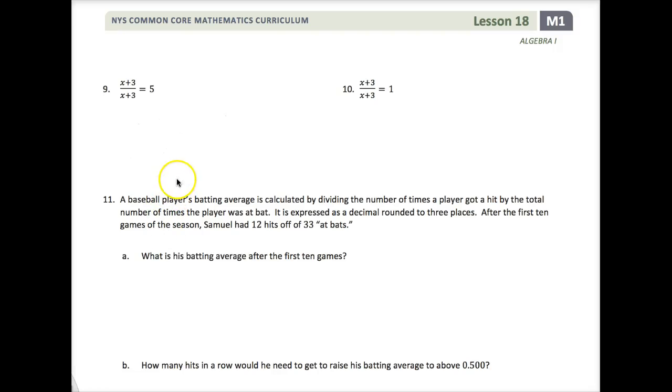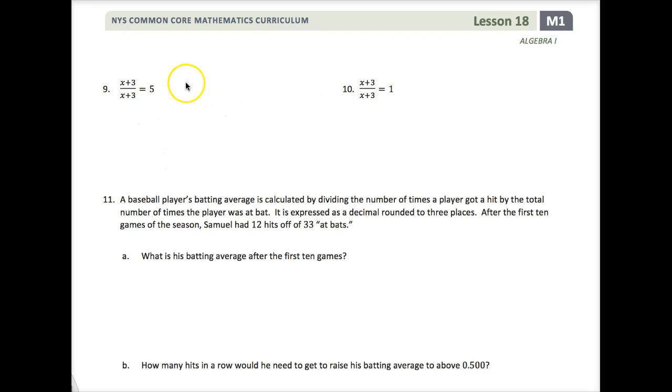Student page 102. We have an interesting set of problems here. We've got the quantity x plus 3 divided by the quantity x plus 3 equals 5. And then they ask us, does the quantity of x plus 3 divided by x plus 3 equal 1? Well, we certainly know we can't have two of the same thing.